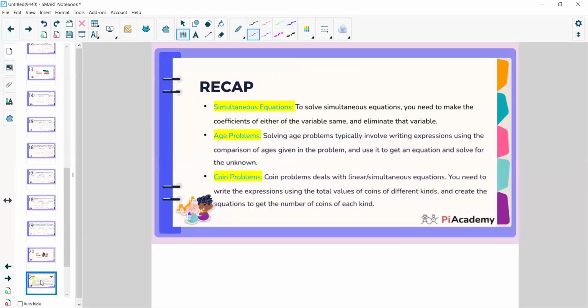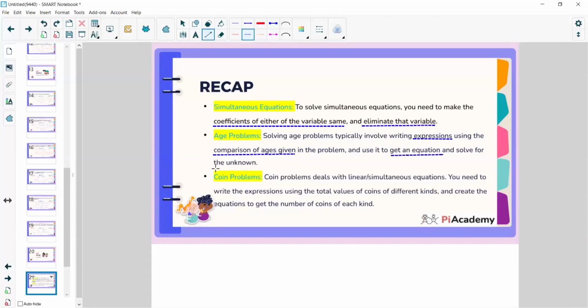So simultaneous equations. To solve simultaneous equations, you need to make the coefficients of either of the variables the same and eliminate that variable. Okay. So you check the coefficients, make the coefficients the same, and then eliminate. You can also use the substitution method. Then what about age problems? These problems typically involve writing expressions using the comparison of ages given. And then you also need to get an equation and solve for the unknown. So you assign a variable, use the comparison to write expressions, and then write the equation and solve for that unknown.